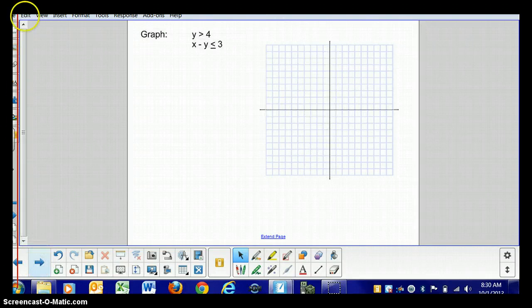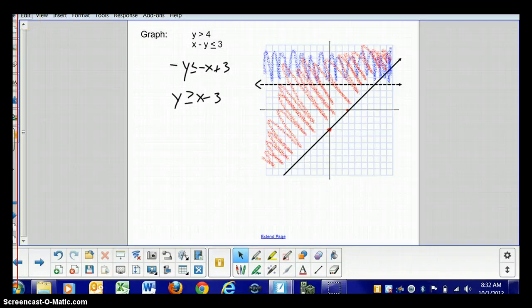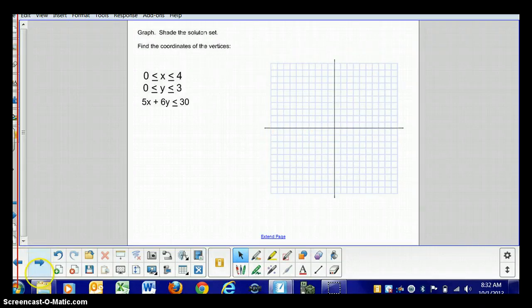Alright, try this one. Y is greater than 4. Dashed line, shaded above the horizontal line. X minus y is less than or equal to 3. Solve for y. Don't forget to flip the inequality symbol. Graph that line. Shade above. And then the intersection of the blue and the red, or wherever it's purple, would be our solution set. Here's your last one.